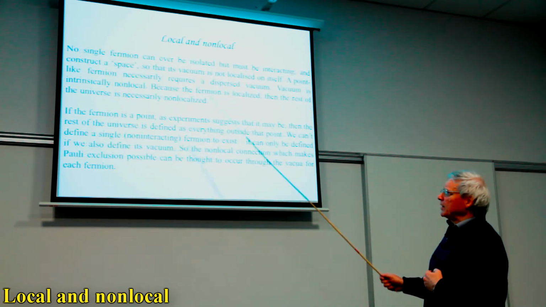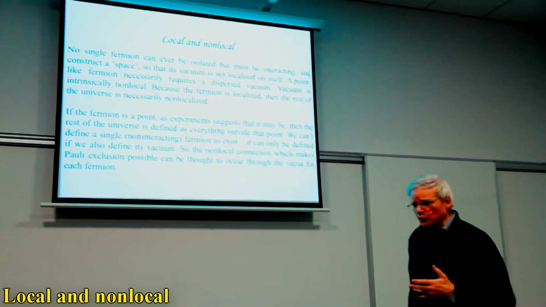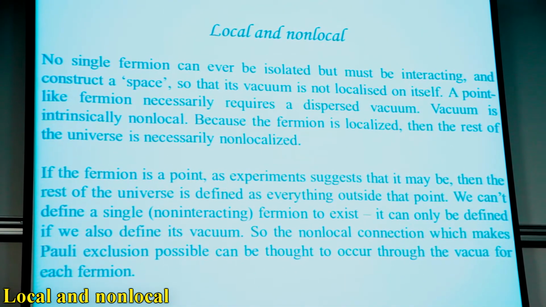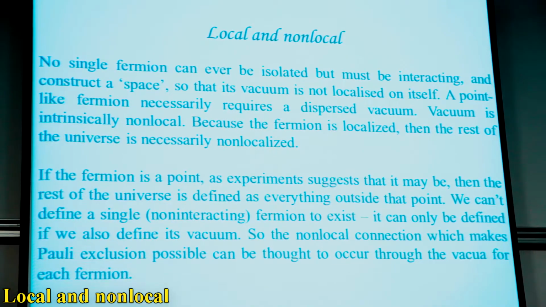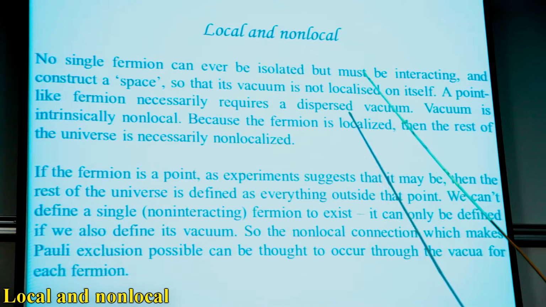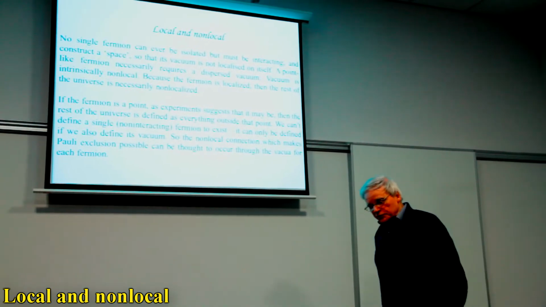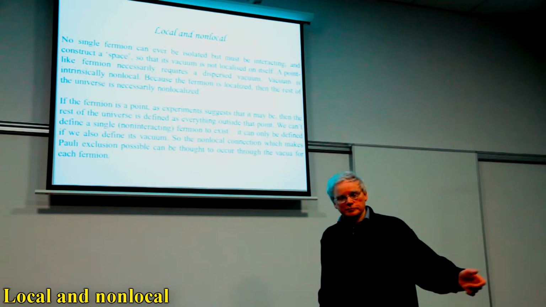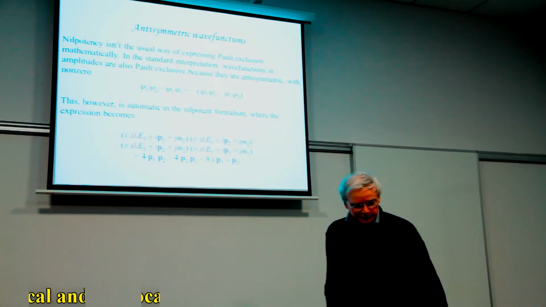I'm really just saying here that a single fermion can never be isolated. It must always be interacting. It's got to construct a space so that its vacuum isn't localized. To construct the fermion, we have to construct the rest of its space. So we need a dispersed vacuum for a point-like fermion. Vacuum is, of course, non-local. If we want to define a point, we can either define the point or we can define everything that isn't the point. One is the point and the other is vacuum.